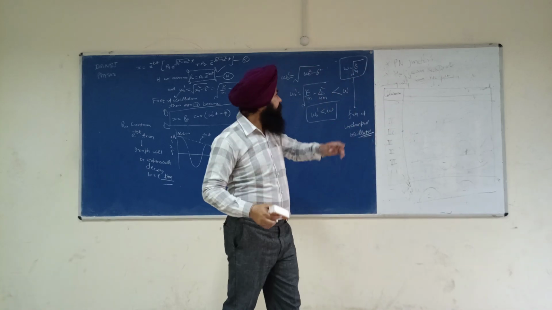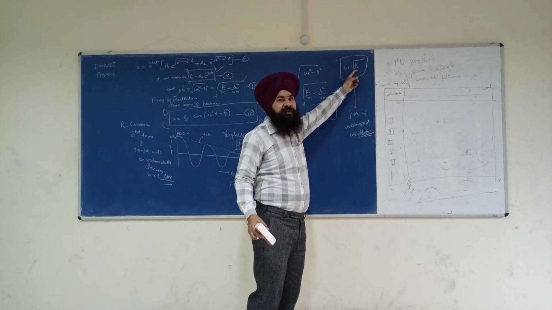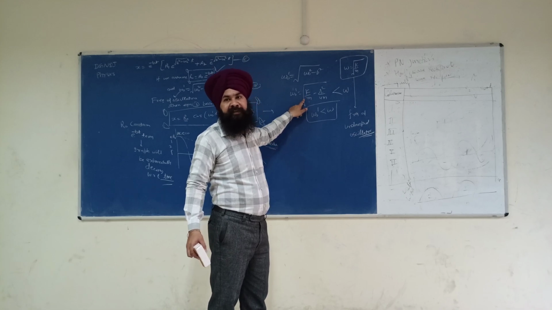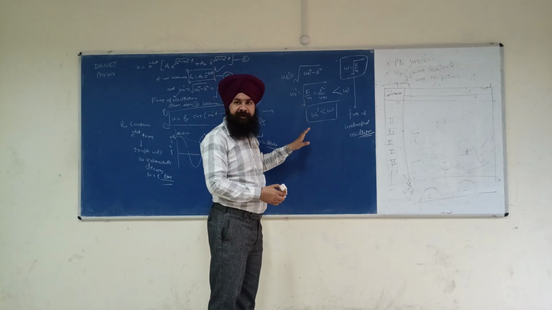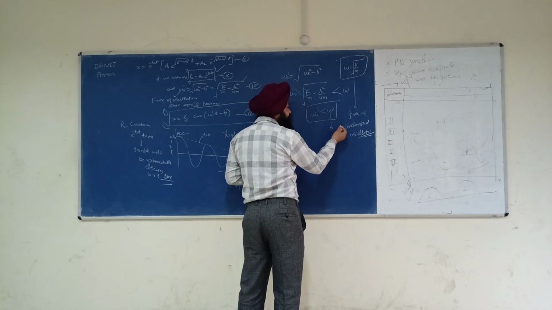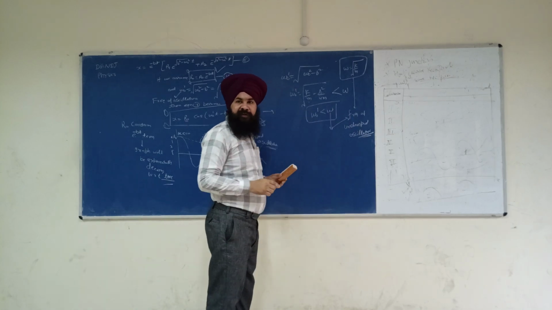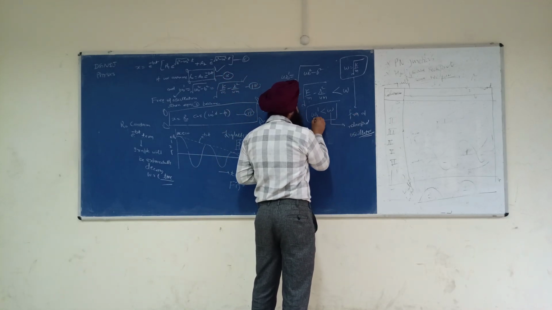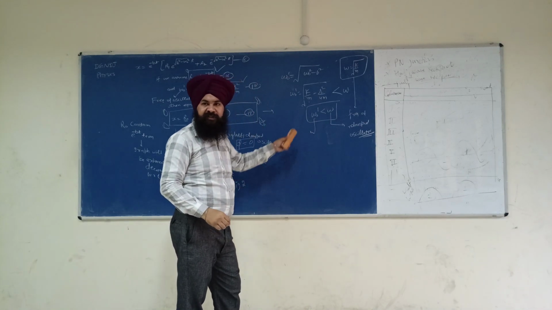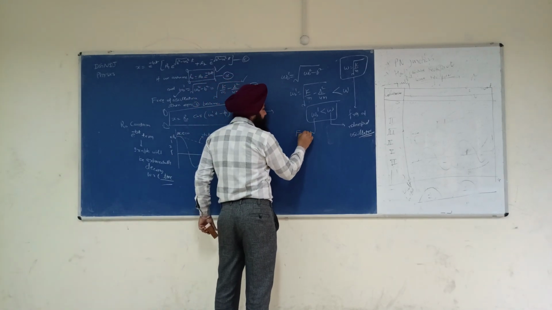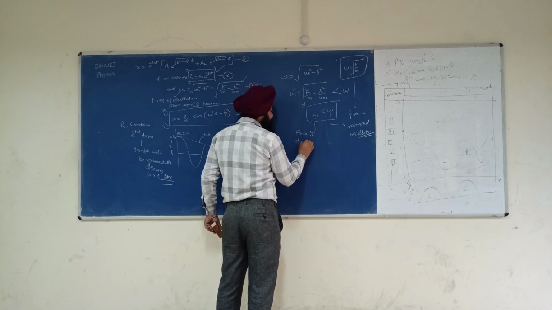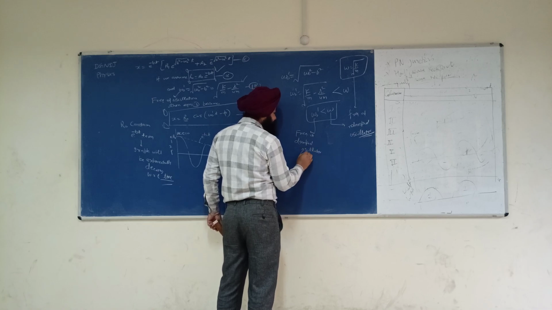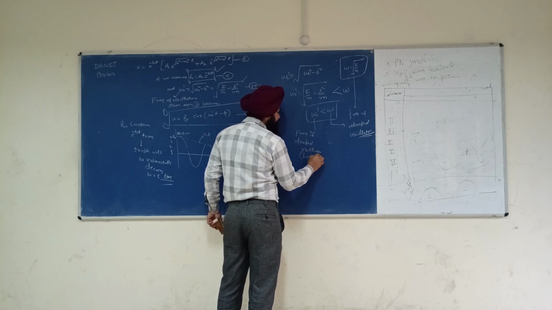Okay, what is omega? Root k by m. This is the frequency of the undamped oscillator. This is the frequency of the damped oscillator with light damping. Are you getting the point? This omega naught prime is called the frequency of the damped oscillator, for the case of light damping.